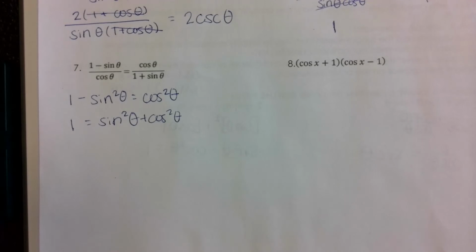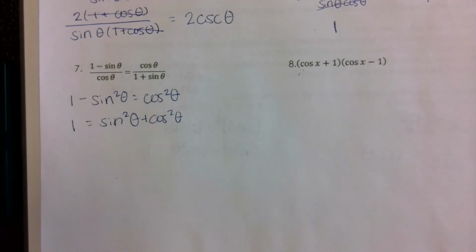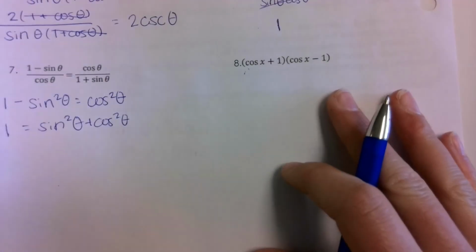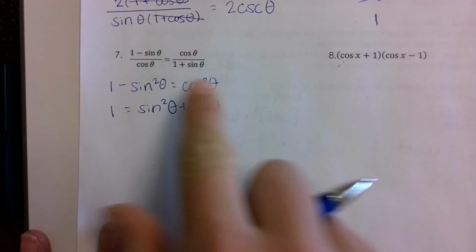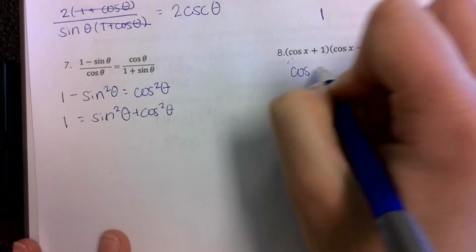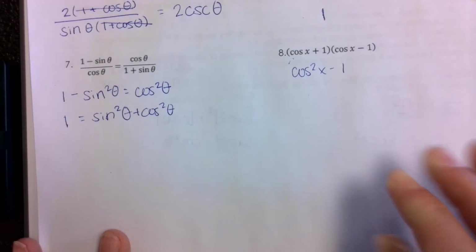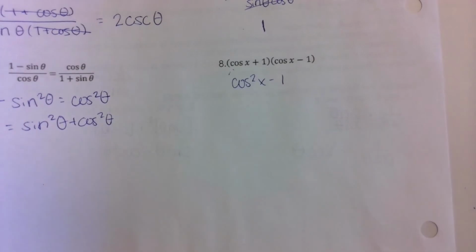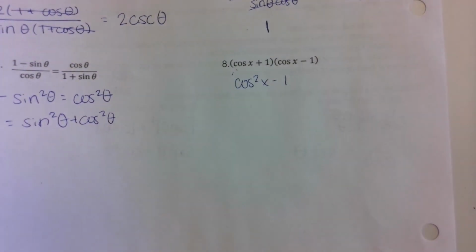So on 8, we've just got to simplify that. Anytime you've got a binomial times a binomial, what should you do? Box. The box. So when you multiply that out, what do you get? Kind of like the same way that we did here. Sine squared x, same thing. Cosine squared x minus 1, because negative 1 times positive 1 is negative 1. And that's an identity as well.